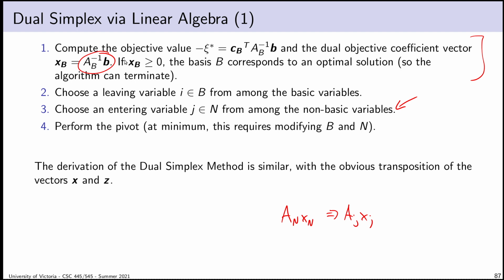And just like before, if I end up observing that xB is greater than or equal to 0, what that's saying is I've got a primal feasible dictionary. And if I'm running the dual simplex method, I'm assuming it's also dual feasible. So that means that I have primal feasibility and dual feasibility. That means that we're done. That means we have an optimal solution.